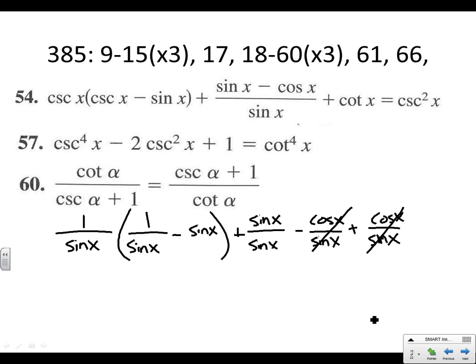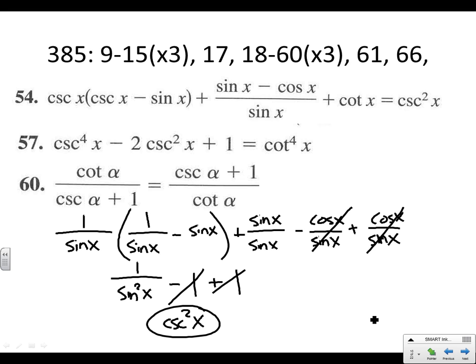Let's distribute in. We'll have 1 over sine squared x. Sine x times sine is just 1, plus sine x over sine x is 1. 1 over sine squared is the exact same thing as saying cosecant squared x. An ugly problem turns into something pretty in just a few steps. Good job if you got there.